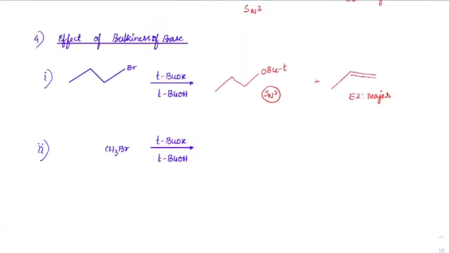Last case, the problem is here there is no beta carbon. For elimination, we need to have a beta carbon, correct? Since there is no beta carbon, there is no other way but to go for substitution only. So in that case, it will go for substitution. So this is only SN2 product, SN2 product only.